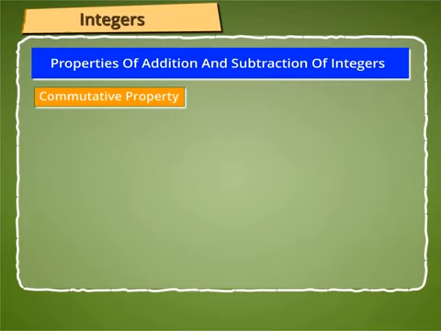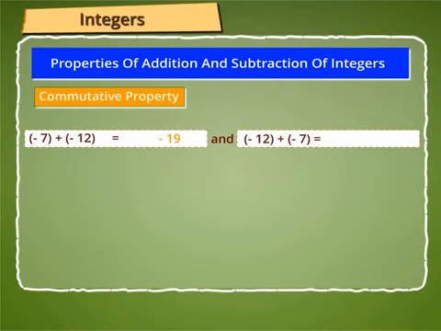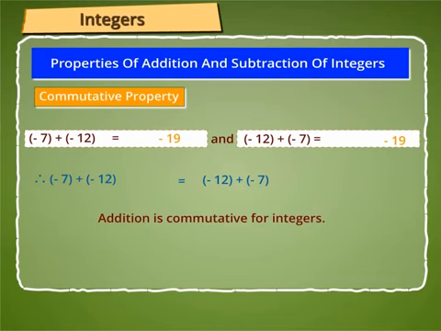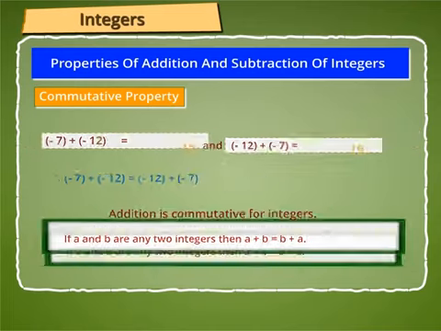Next property is commutative property. As we know that minus 7 plus minus 12 is equal to minus 19 and minus 12 plus minus 7 is equal to minus 19. Therefore, minus 7 plus minus 12 is equal to minus 12 plus minus 7. Thus, addition is commutative for integers. Hence, if a and b are any two integers, then a plus b is equal to b plus a.